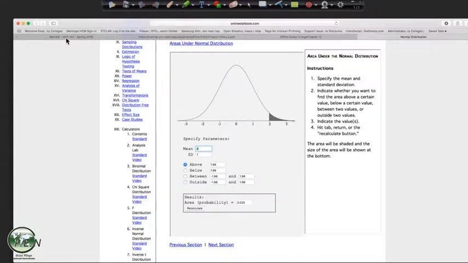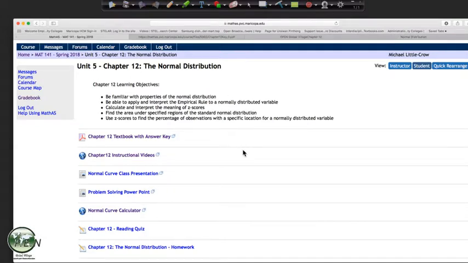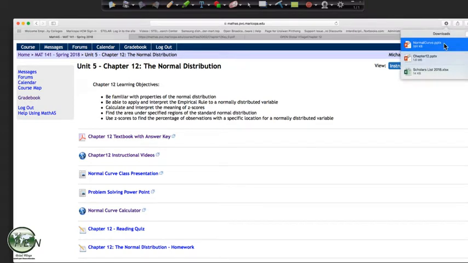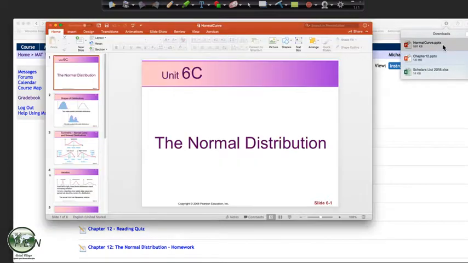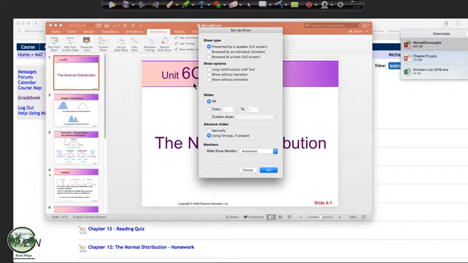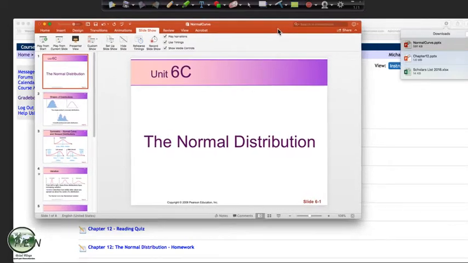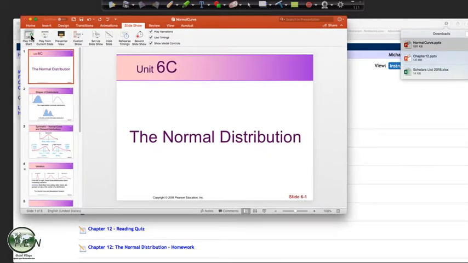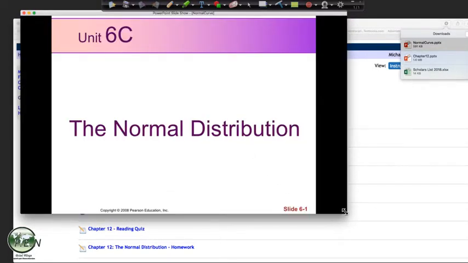Okay, so let's go ahead and start off. I've got a class. I downloaded this, took a look at it, and let's go with a slideshow. We will do it in a window so I can control the size. Click at the start, and I'll make it a little bit bigger.